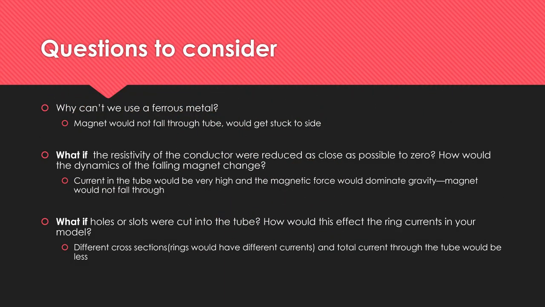Let's consider some questions. First, why can't we use a ferrous metal? We can't use a ferrous metal because the magnet would not fall through the tube and would get stuck to the side. What if the resistivity of the conductor were reduced as close as possible to 0? In that case, the current in the tube would be very high and the magnetic force would dominate gravity, meaning that the magnet would not be able to fall through the tube. In fact, I observed this when I set the resistivity to be 5 times 10 to the negative 10 ohm meters. And last, what if holes or slots were cut into the tube? We would have different cross sections and the overall current through the tube would be less from less current in each of the rings.